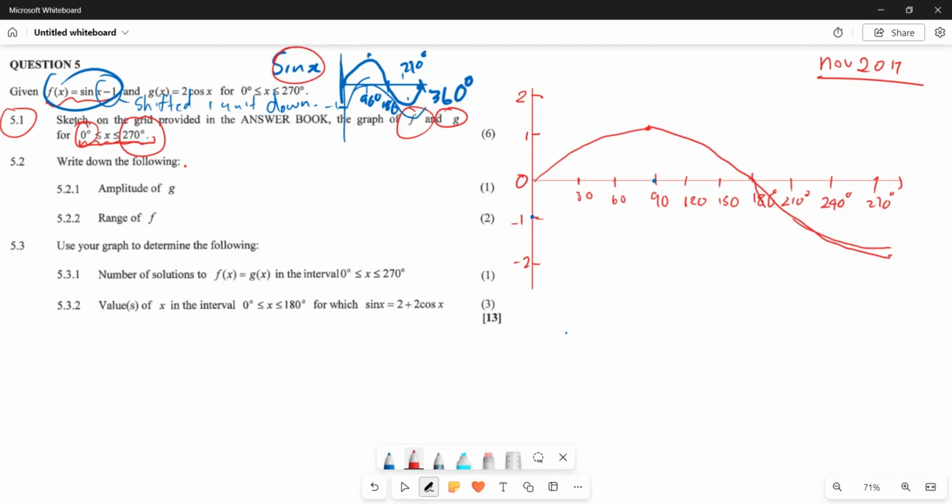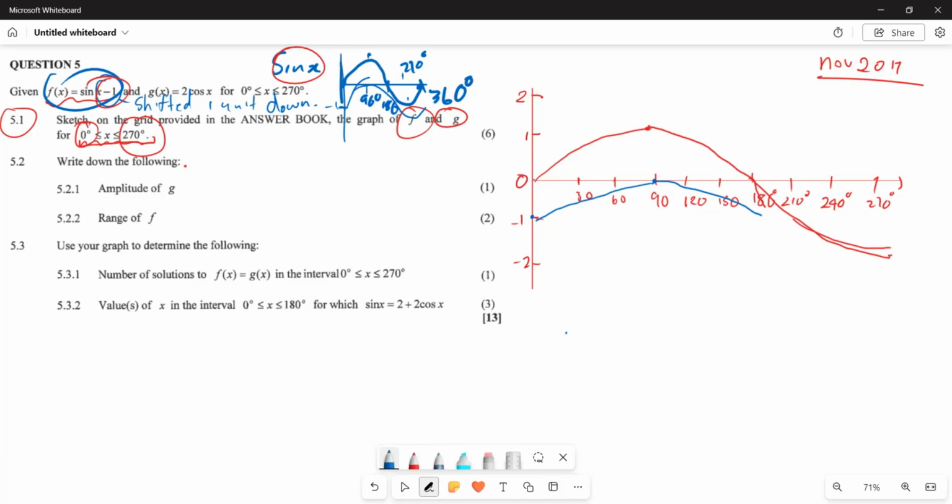But now, because it is shifted 1 unit downward, this is going to be the impact. Basically, this is the graph that you are required to draw. It will still have all the same features, but now it is shifted 1 unit downward, which means it still has its turning point here. And then here at 180 degrees, it's going to have this particular shape, right?